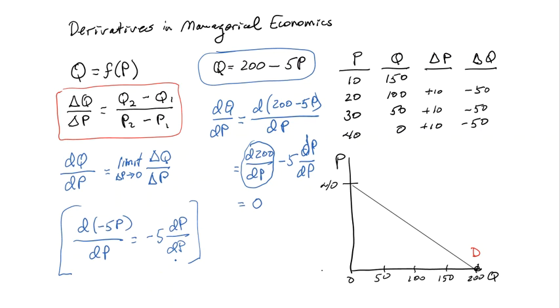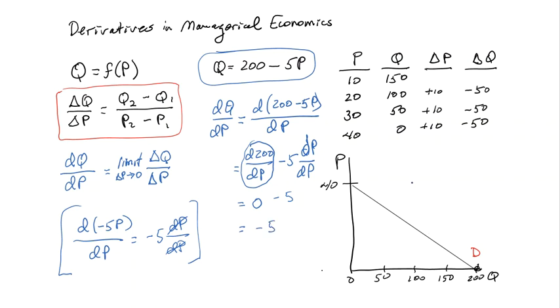So how does p change with p? It's 1 to 1. If p goes up by 10, p goes up by 10. So those cancel. And we're left with the other part of our answer, minus 5. So the slope of this equation, q is equal to 200 minus 5p, is minus 5.